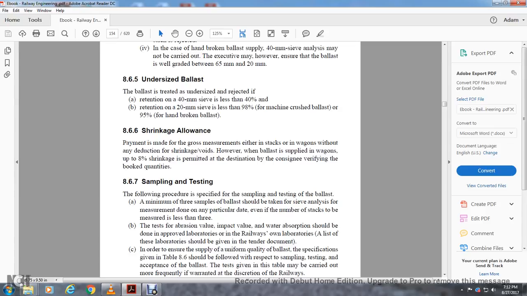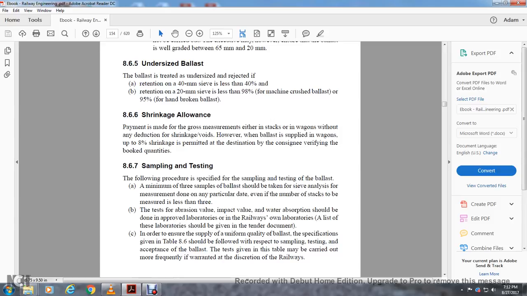8.6.7 Sampling and testing. The following procedure specifies the sampling and testing for the ballast. A minimum of 3 samples of the ballast should be taken for sieve analysis on a particular date, and the number of samples should not be less than 3. The tests for abrasion value, impact value and water absorption should be done in approved laboratories or railway-owned laboratories. A list of the laboratories should be given at the end of the document.